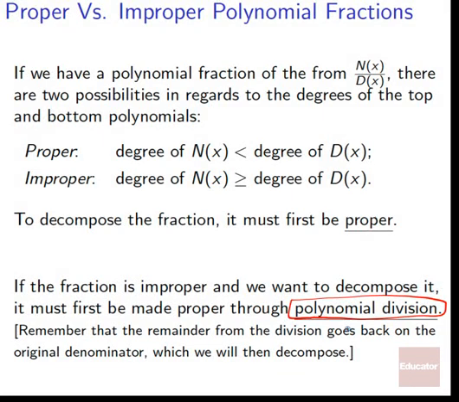So remember, when you divide through polynomial division, the remainder from the division goes back onto our original denominator, which we will then decompose. We'll be able to decompose the part that is the remainder. The other part that comes out cleanly, well, that's just going to be there. That's just going to be a polynomial that is then added to whatever winds up coming out of our decomposition. We'll see an example of this in example 3.